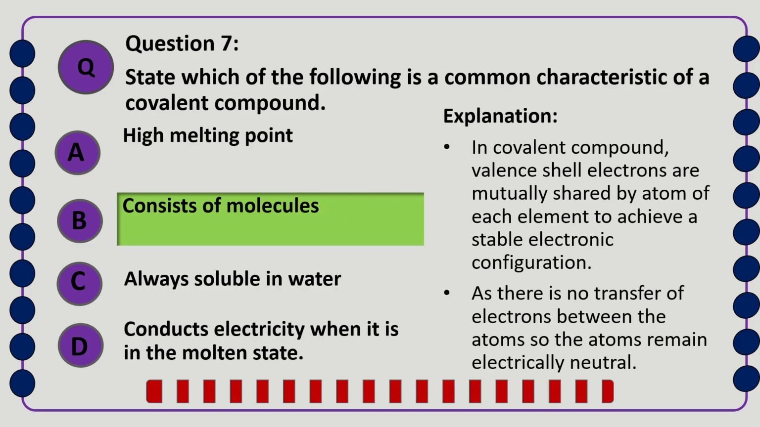Let's take the explanation. In covalent compounds, valence shell electrons are mutually shared by atoms of each element to achieve a stable electronic configuration. As there is no transfer of electrons between the atoms, the atoms remain electrically neutral. Let's move to the next question.